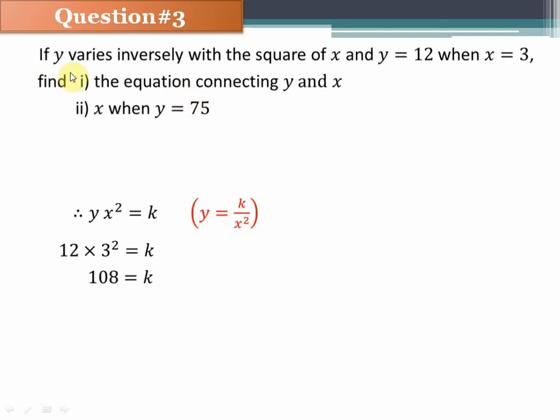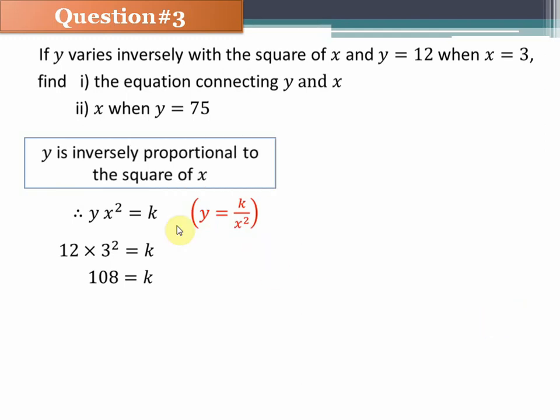So question number 3 is: if y varies inversely with the square of x, and y is equal to 12 when x is equal to 3, find the equation connecting y and x. The second part is to find x when y is equal to 75. Same as before, find the connecting equation. Y is inversely proportional to the square of x. I hope you all are understanding these two types of proportion. Simply we write y is equal to k over x square.